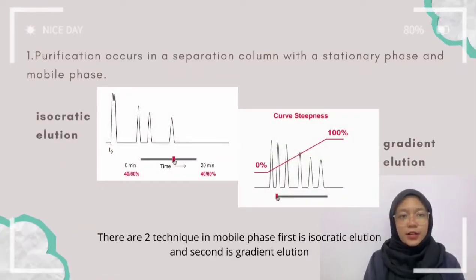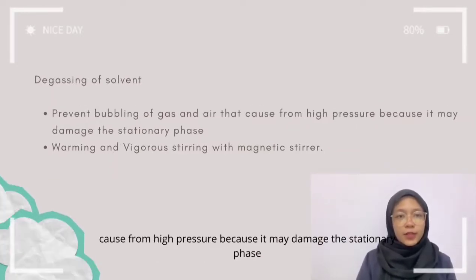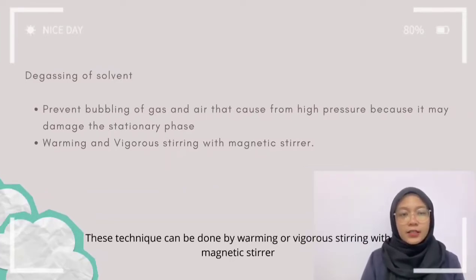There are two techniques in the mobile phase. First is isocratic elution and second is gradient elution. Before the process starts, degassing of the solvent should be done in order to prevent the bubbling of gas and air caused by the high pressure, because it may damage the stationary phase. This technique can be done by warming or by vigorous stirring with a magnetic stirrer.